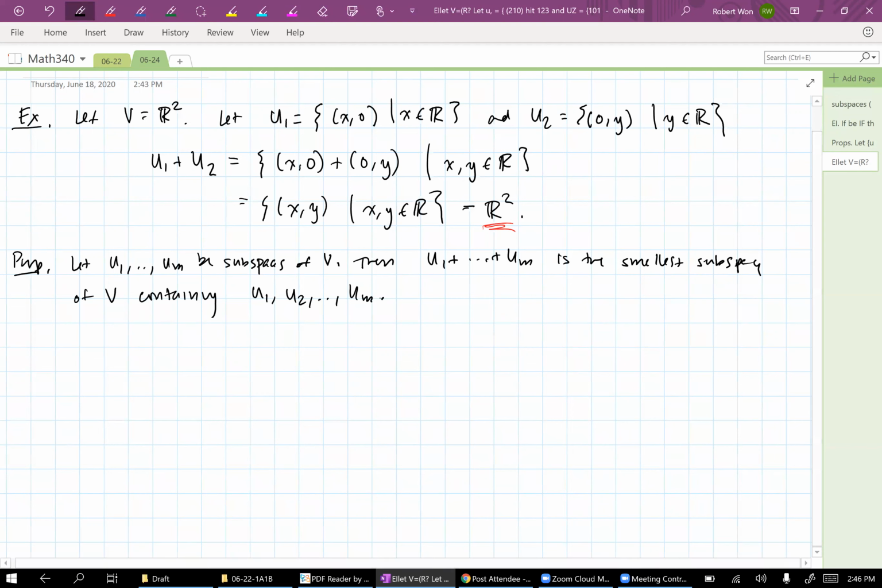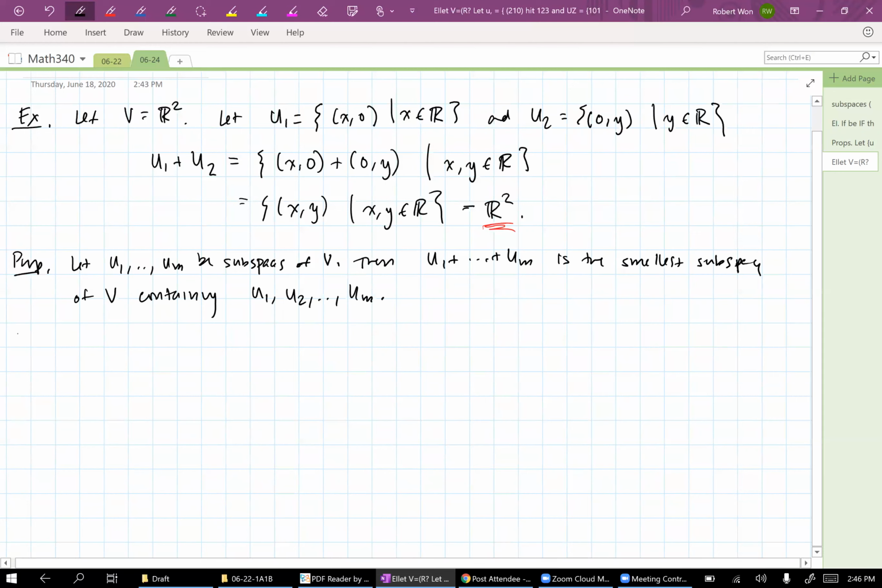Okay, so how do we prove something like this? So really there's two claims here, right? One claim is that the sum is a subspace, which we haven't seen yet. We just gave the definition of the sum. We don't know that it's a subspace yet. And then the second claim is that not only is the sum a subspace, but it's the smallest one containing all of the U's.